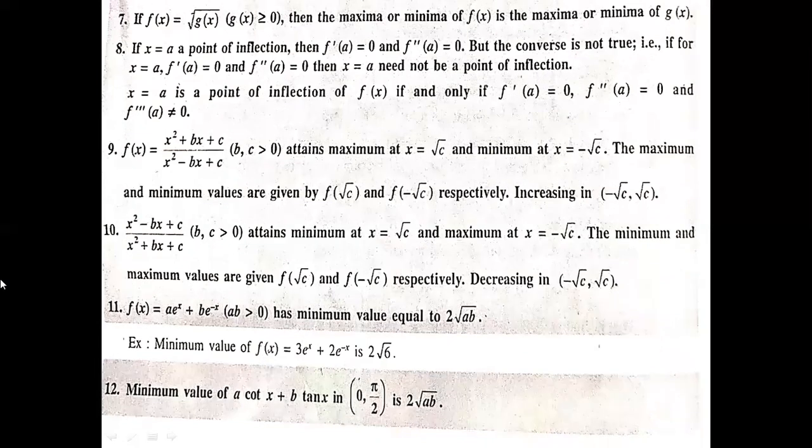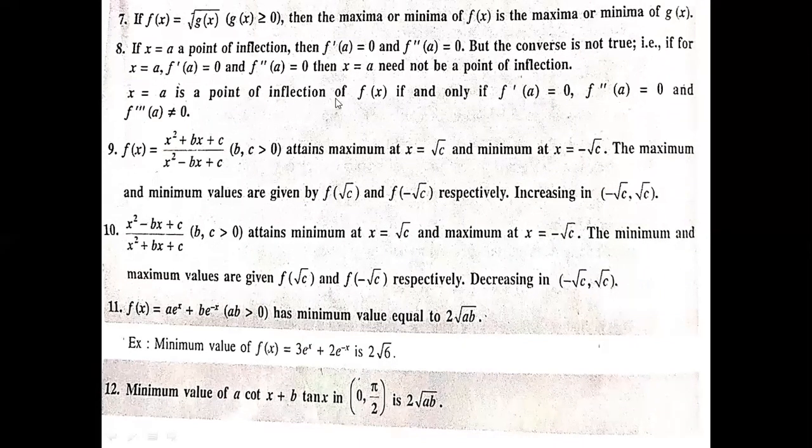So, eighth point, if x is equal to a is a point of inflection, then f dash a is equal to 0 and f double dash a is equal to 0. But the converse is not true. Converse means if for x is equal to a, f dash a is equal to 0 and f double dash a is equal to 0, then x is equal to a need not be a point of inflection. Therefore, the converse is not true in this situation.